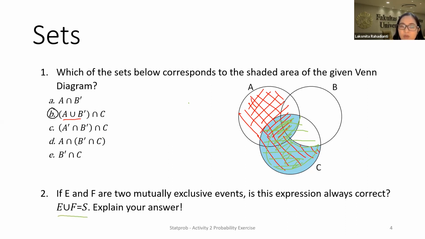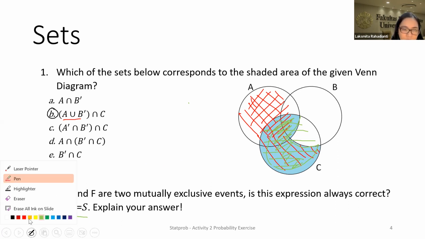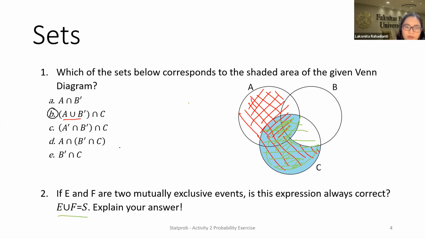This one here equals S. So let's talk about what we do know. Let's try to see what we do know about these two things. So I have a sample space. I have E and I have F. If E and F are mutually exclusive, I know that they are not intersecting each other. Is it correct that E union F will equal S?